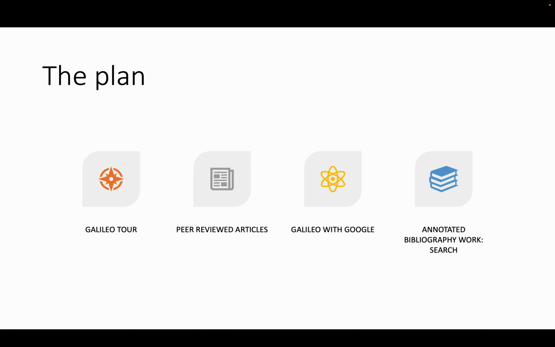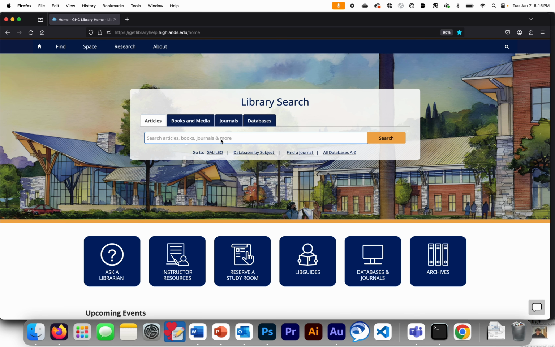I'm also going to see about finding some stuff using Google and then making it interface with Galileo, and then I'm going to explain what you need to do for your annotated bibliography. Actually, I'm probably going to be explaining it all through the thing, but I'll also reiterate it at the end. So here we have the library homepage for Georgia Highlands College.